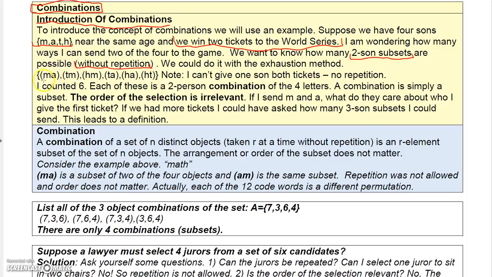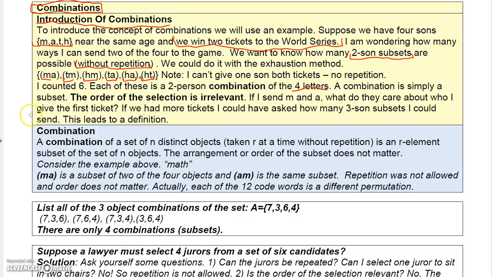So we could do the exhaustion method. We could send M and A, but notice MA and AM would be the same, so I don't say AM. We could send T and M, but I'm not going to say MT because that would be the same. We could send H and M, but not MH. TA, but not AT. HA, but not AH. HT, but not TH, because those would be the same. Therefore, those are the possibilities: 1, 2, 3, 4, 5, 6. So there's 6 possibilities. Each of these is a 2-person combination of the 4 names.